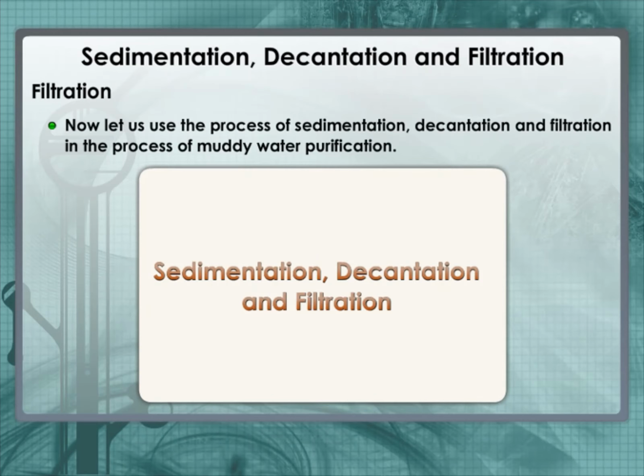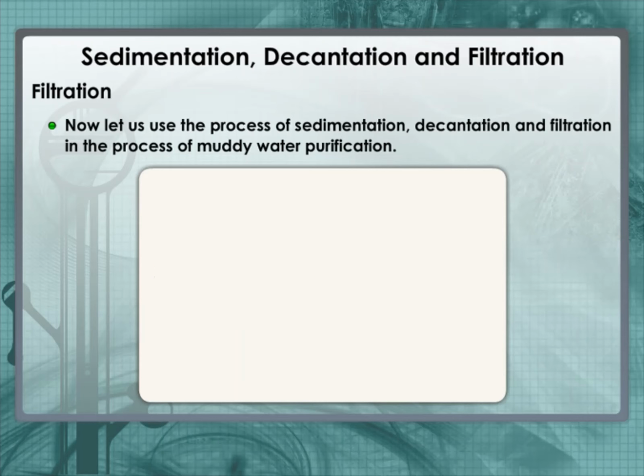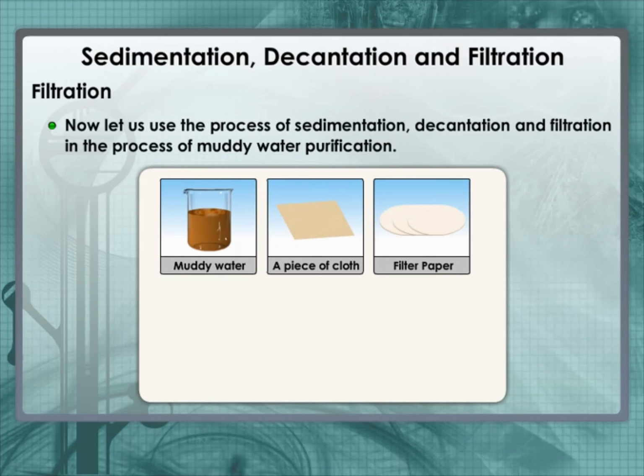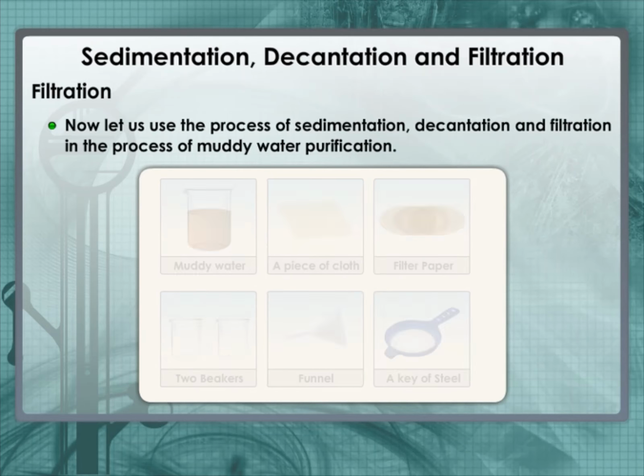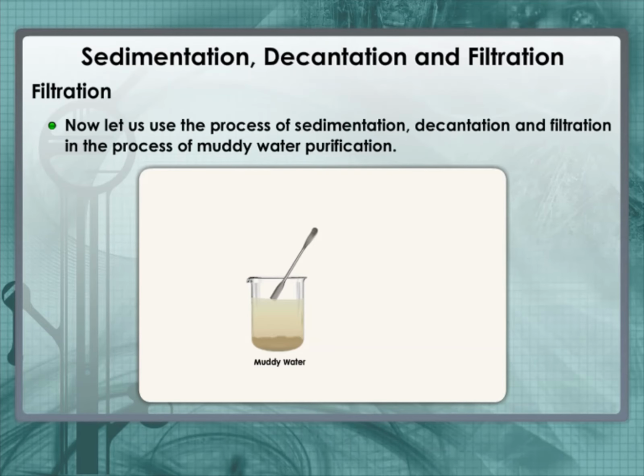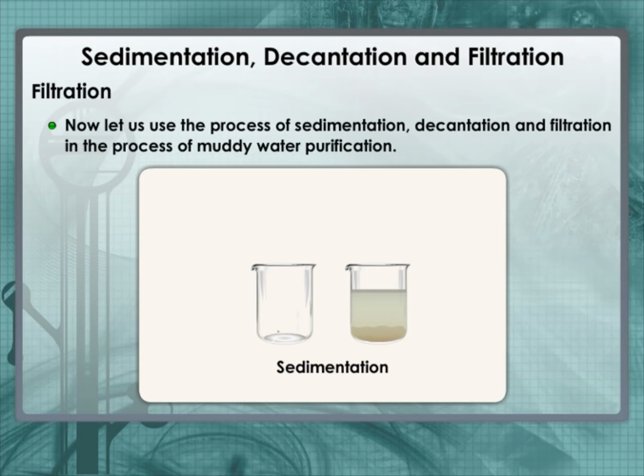Now let us use the process of sedimentation, decantation, and filtration in the process of muddy water purification. Take some muddy water in a beaker. It's just a mixture of mud and water. Stir the mixture well and leave it for half an hour. The mud settles down at the bottom of the beaker by the process of sedimentation.